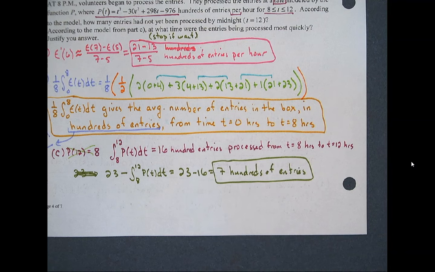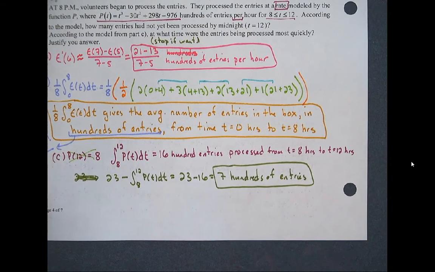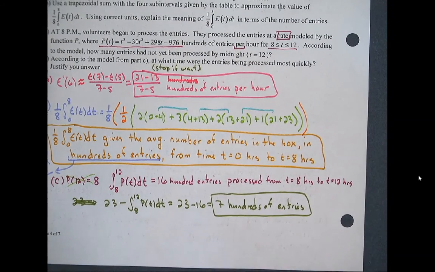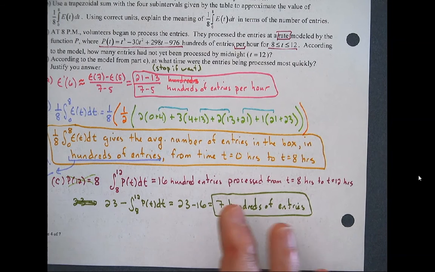Okay, last one. Here we go. This video. How long has this video been going? Quite a while. I don't have the time up there. According to the model from part C, so that's why I'm glad I typed it in. At what time were the entries being processed most quickly?